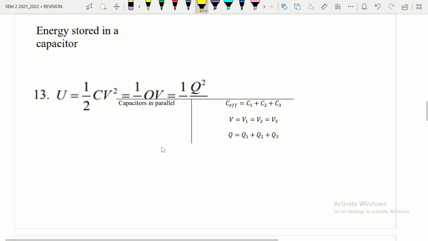So this is one of the favorite questions. Energy stored in a capacitor. So it wants to know how much energy we store in the effective capacitance.